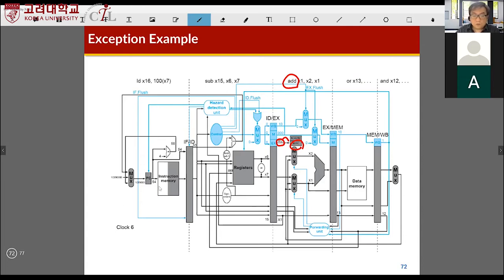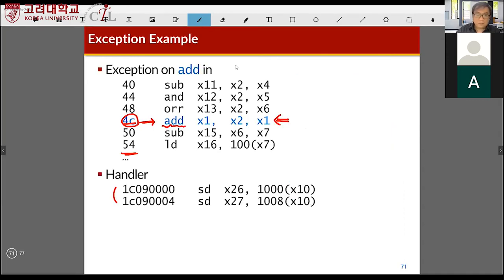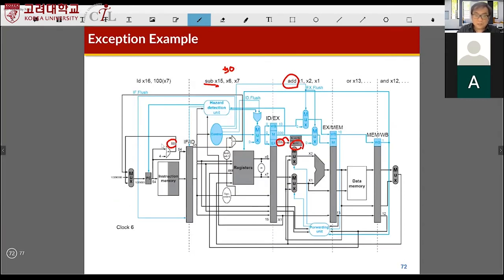So you can find these PC values. The PC for the SUB instruction is 50, right? It's 50, and then the PC for this LOAD instruction is 54. This 58 is the PC of the very next instruction after this LOAD instruction. Also, you can find the PC of the SUB instruction here.